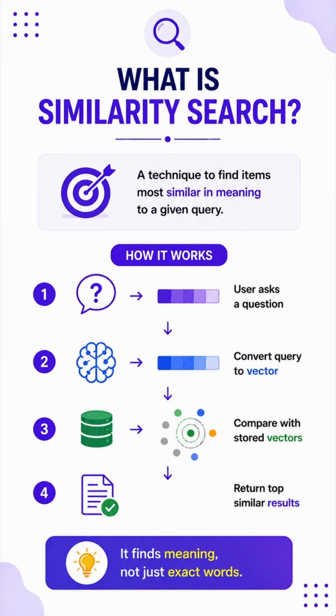says "reset your password," even though the words are different. In simple terms, Similarity Search helps RAG systems find information based on meaning rather than exact keywords.